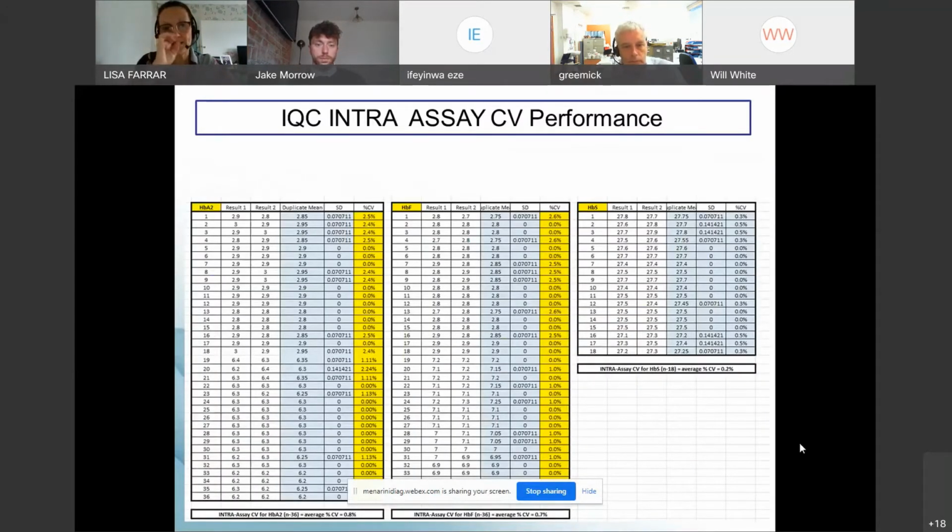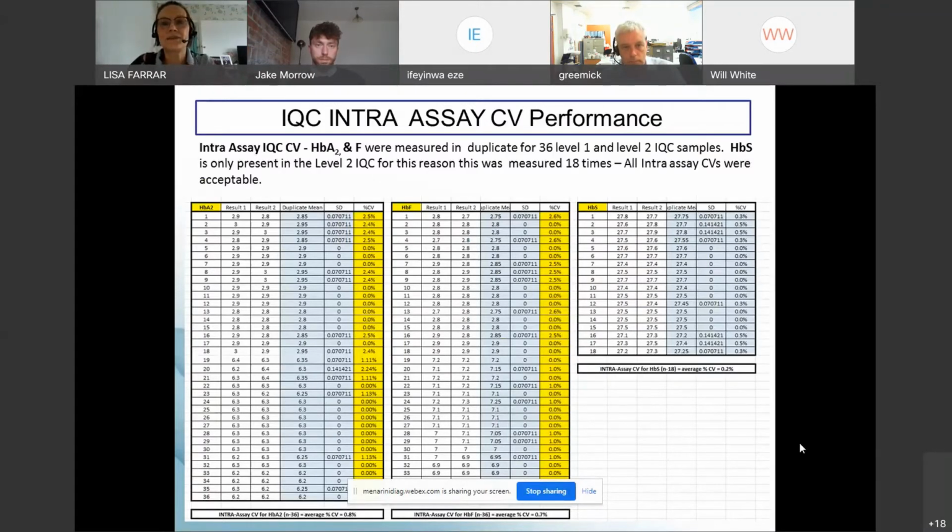The next thing that we looked at in our critical assay of performance was the IQC intraassay CV performance. And this we measured in duplicate 36 level 1 and level 2 IQC samples and 18 HbS IQC samples, as the IQC for HbS is only in level 2, so we could only run it 18 times. All the intraassay CVs were acceptable, and again, it passed the second layer of critical analysis for the analyzer.